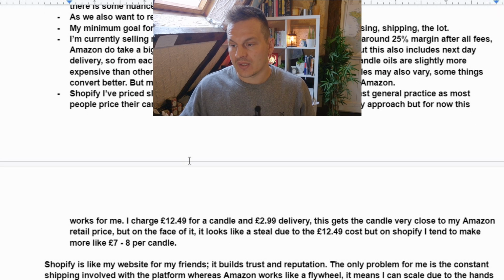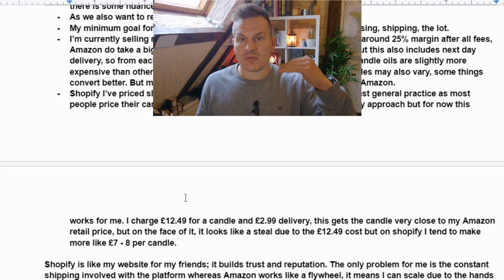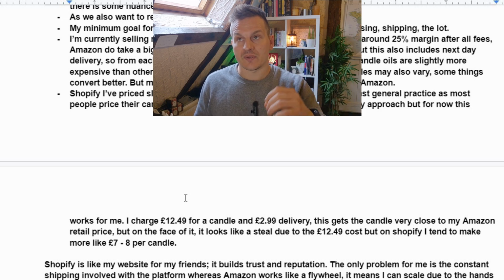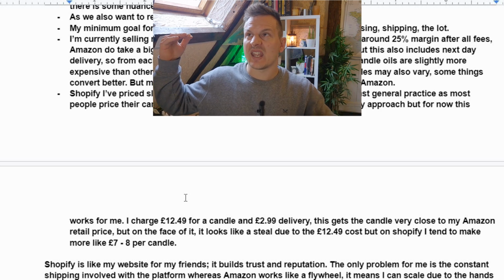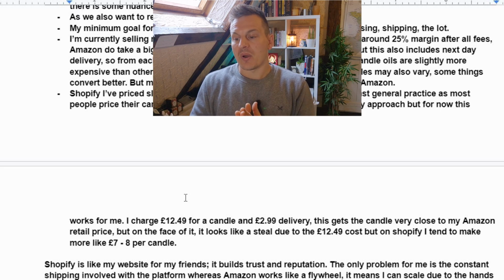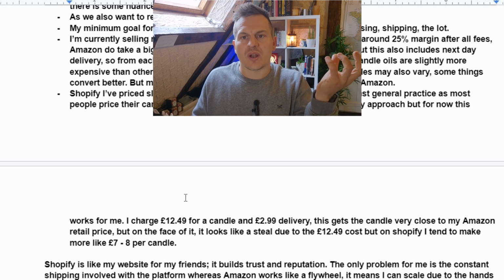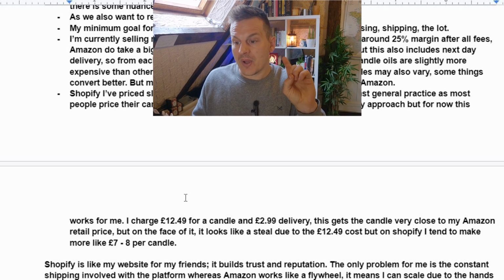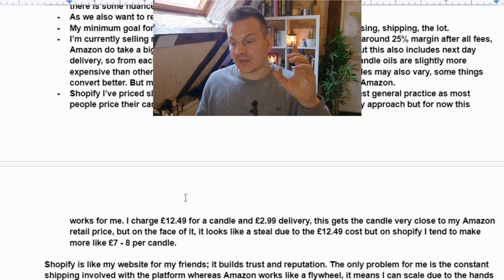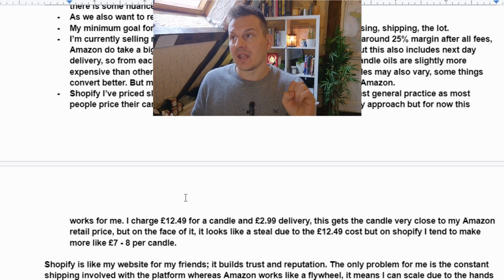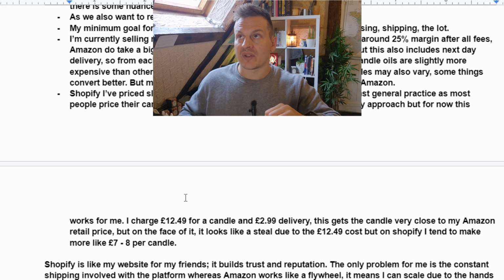So what I've done for mine is I charge £12.49 for each candle on my website on Shopify, and then £2.99 for delivery. And this brings me in line with that £16.50 fee that I charge on Amazon. But on the face of it, it looks like you're getting a good deal because the candle is £12.49, which is a pretty good price, I think, for a candle which is handmade. But after I've done my costings, I know from each one I make £7 to £8 profit per candle before I've even added the delivery in.